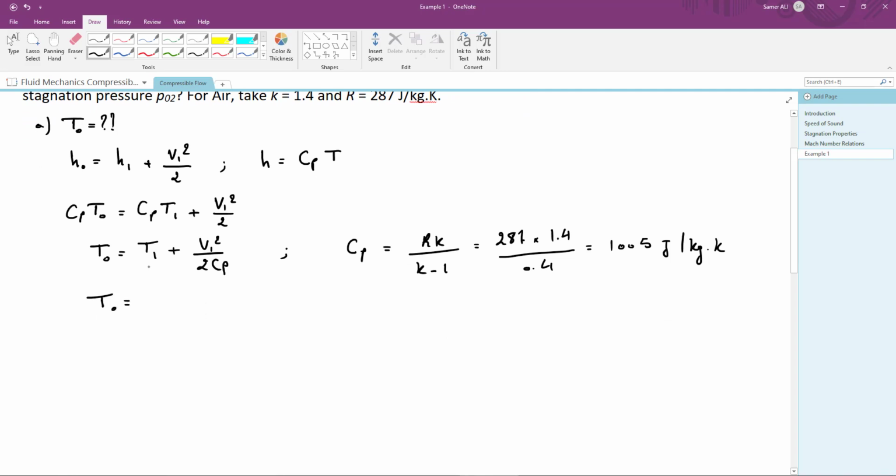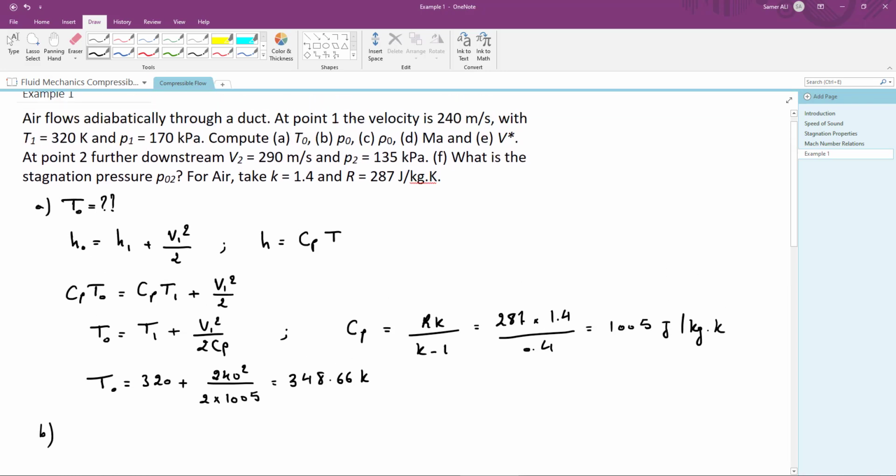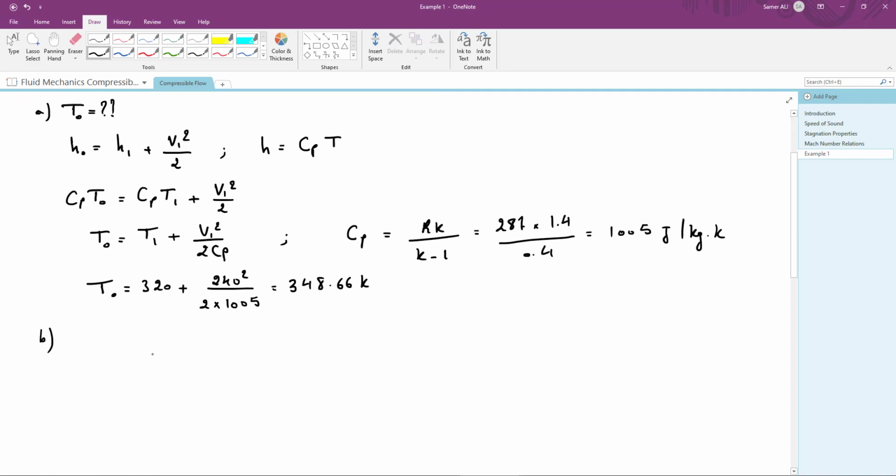Now let's replace everything in this equation to obtain T0. So we'll have T0 is T1, 320, plus 240 square over 2 times 1005, which will be equal to 348.66 Kelvin. Now in part B, we need to find P0, the stagnation pressure.